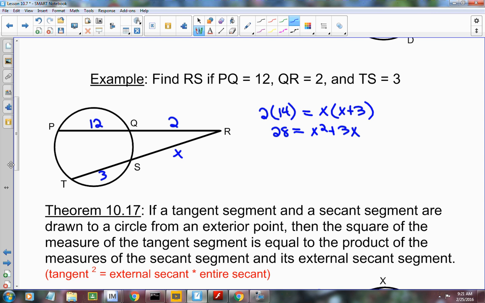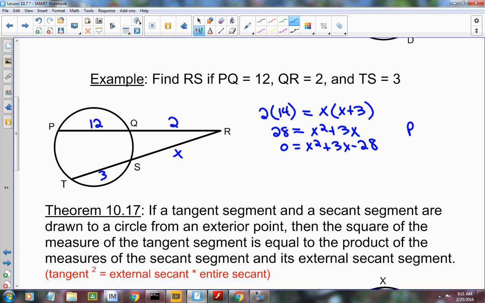You got to get it equal to 0, okay? Put it in descending order, so I'm going to bring the 28 over, and I get x squared plus 3x minus 28. Okay, so I get it equal to 0, I put it in descending order, and then I have to factor it, if it's factorable.